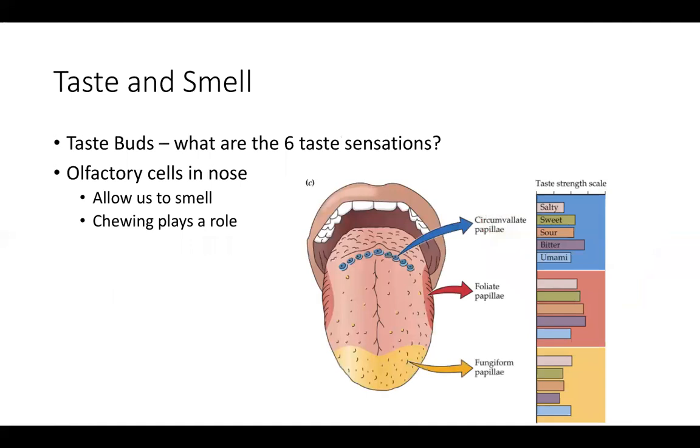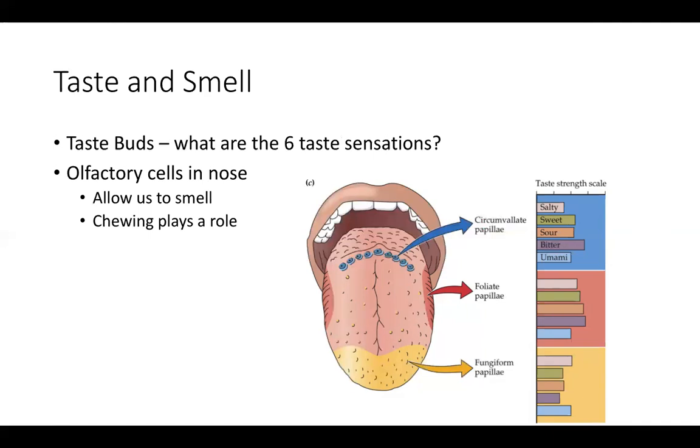Taste and smell. So what are the taste sensations? Sweet, sour, salty, bitter, and umami. This should actually say 5. I'm sorry, I don't know why this says 6. That's a typo. Olfactory cells refer to cells that help us smell. And the olfactory system is the system that allows us to smell. And so smell actually plays a huge role in our ability to taste. When you can't smell, most people will report reductions in taste.